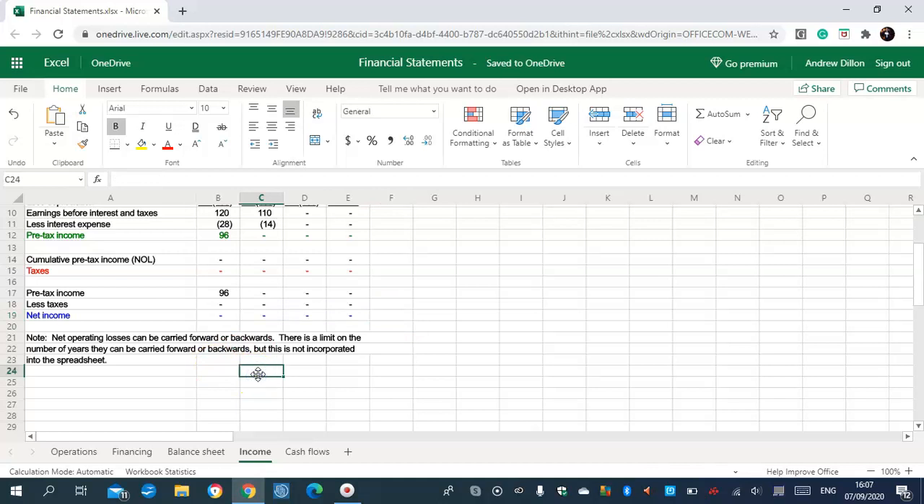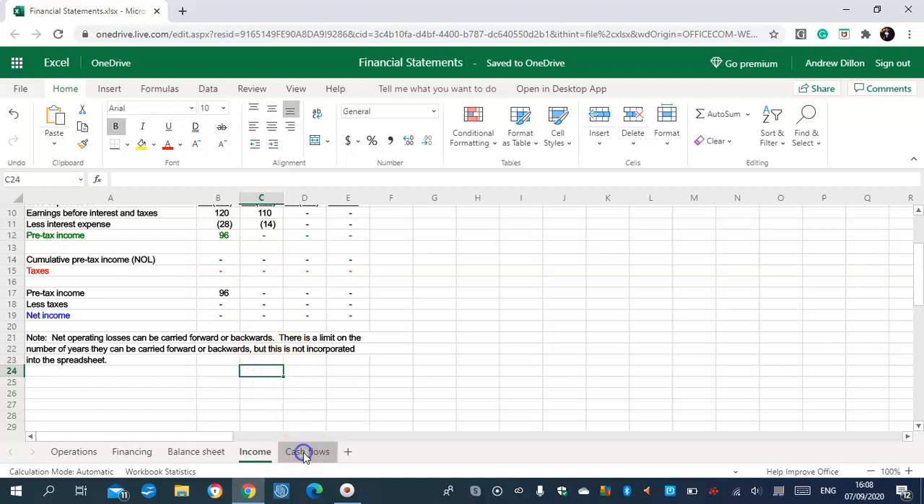And here's a note that says that net operating losses can be carried forward or backwards. There is a limit on the number of years they can be carried forward or backwards, but this is not incorporated into the spreadsheet.